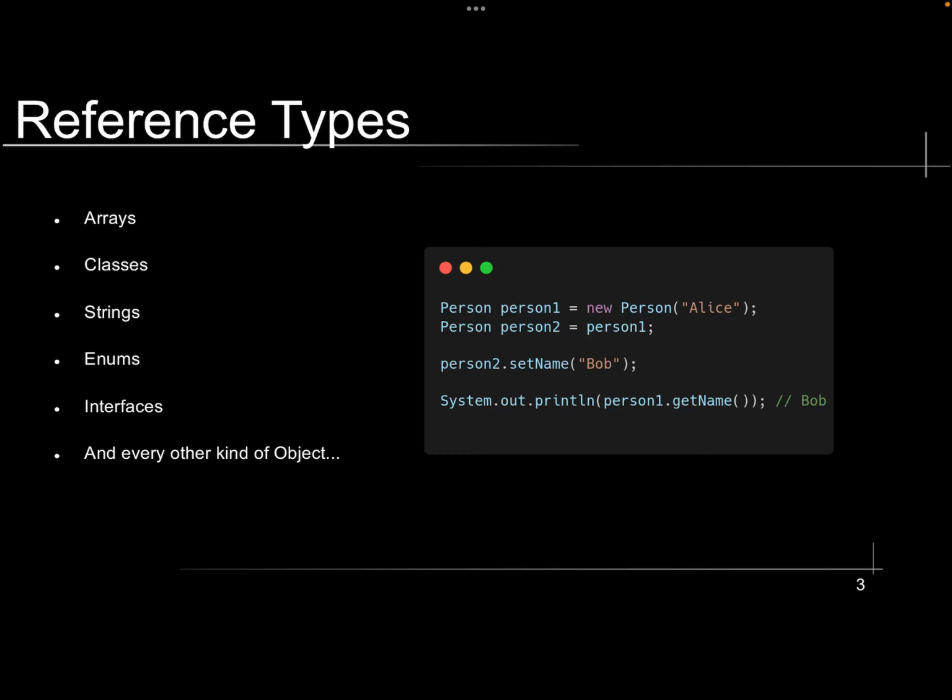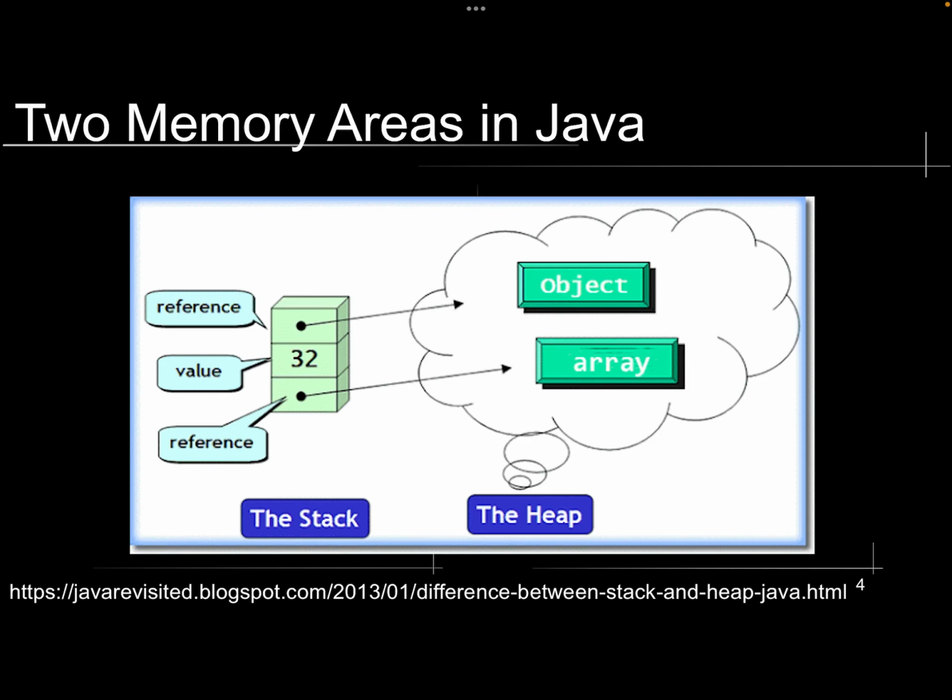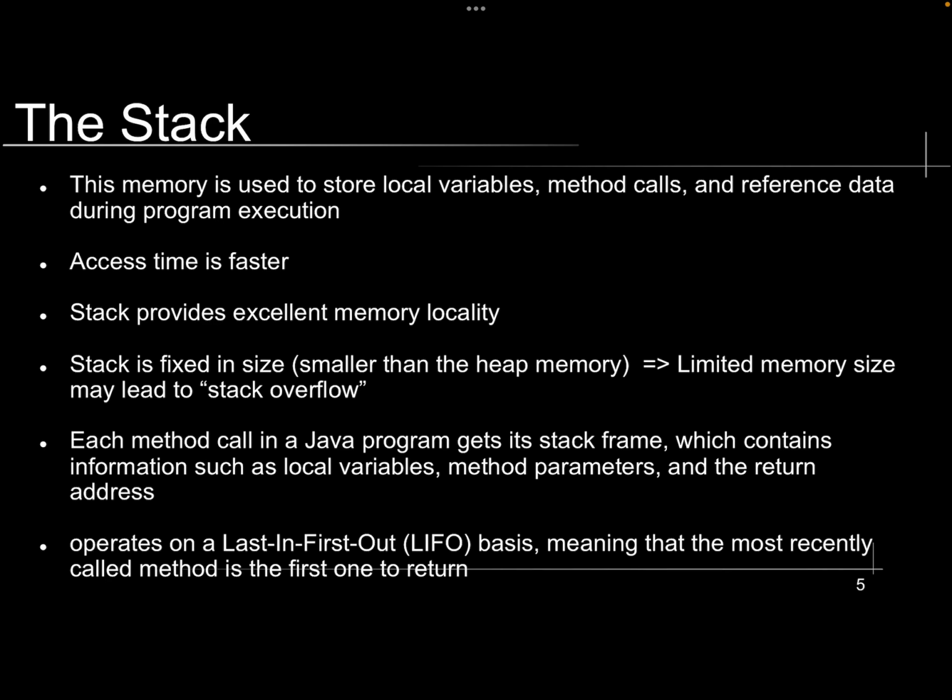Alright, now let's take a moment to understand how memory works in Java, because this is crucial for really understanding the difference between primitive and reference types. Java mainly uses two areas in memory, the stack and the heap. Let's break each of these down.